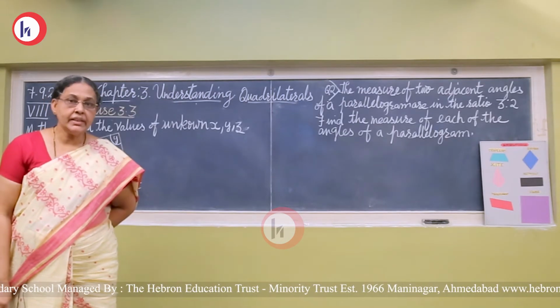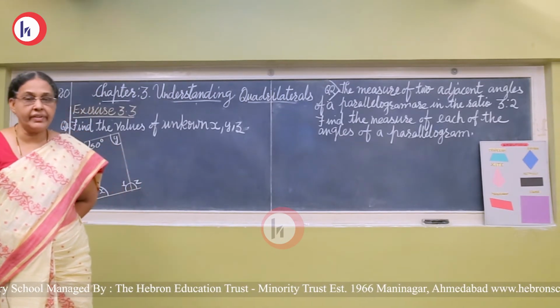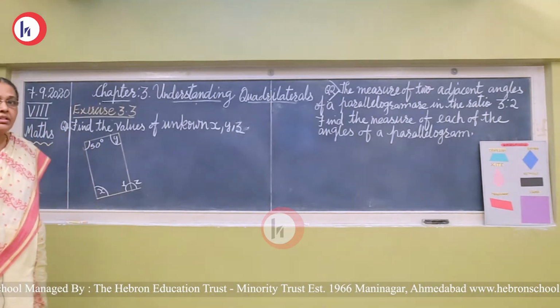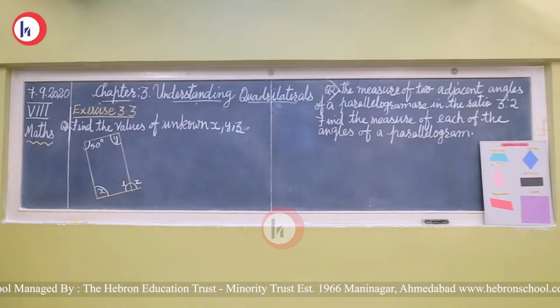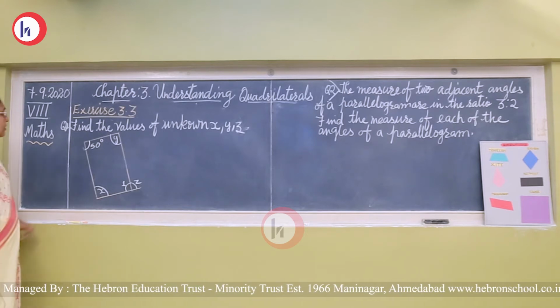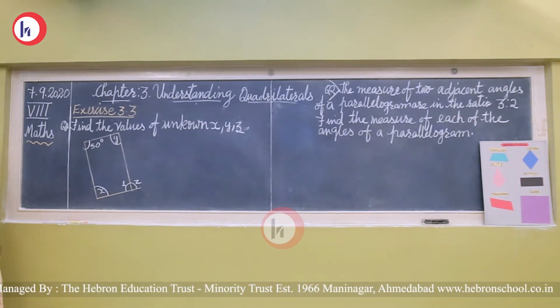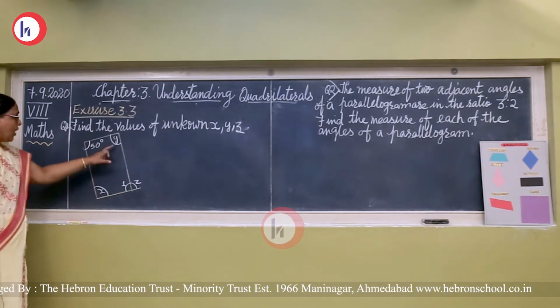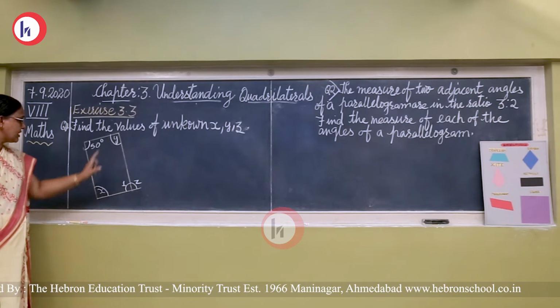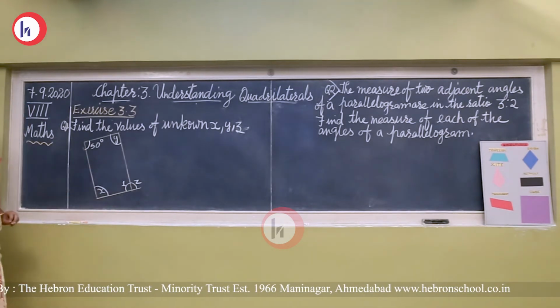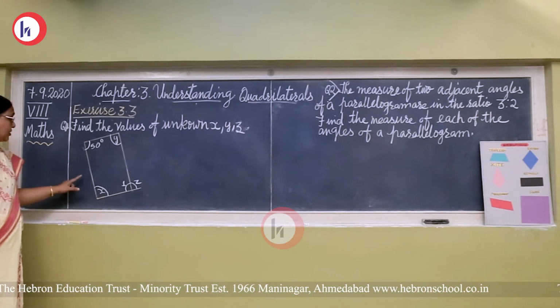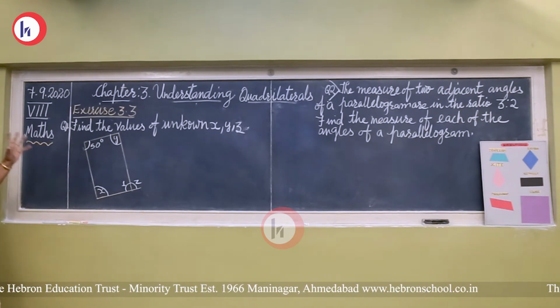Using the properties we learned about quadrilaterals, we can apply them in these problems. Here the first question is to find the values of the unknowns. The unknowns are x, y, z; we have to find the measures of angles x, y, z. So first we will observe the figure very carefully.